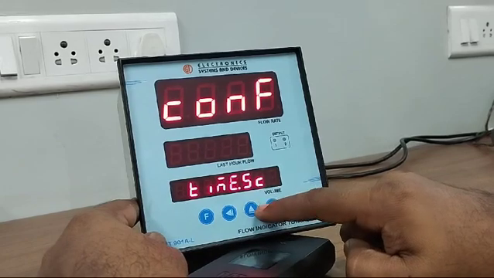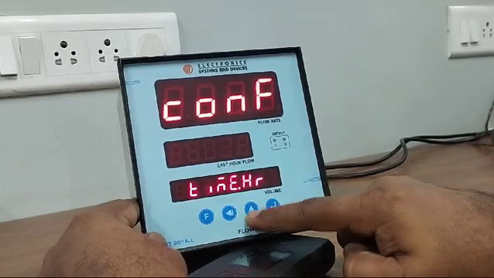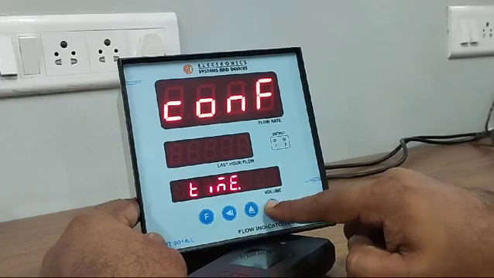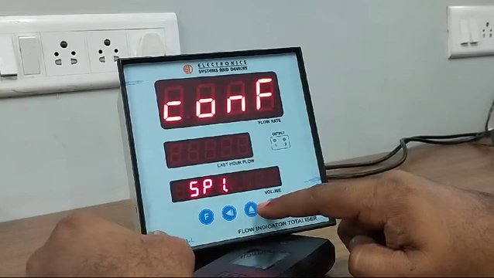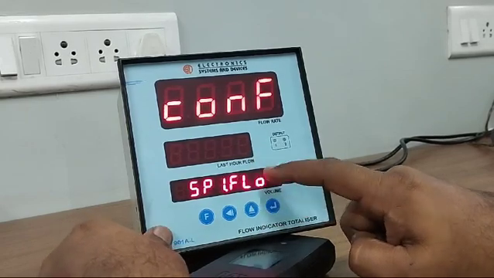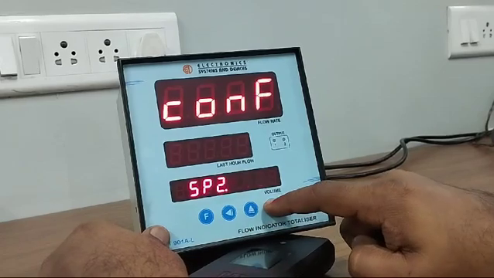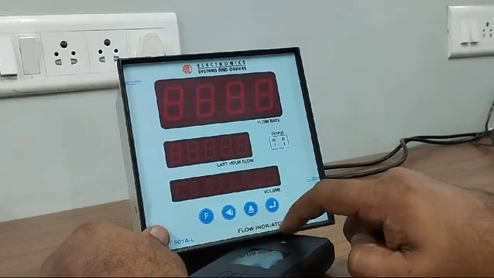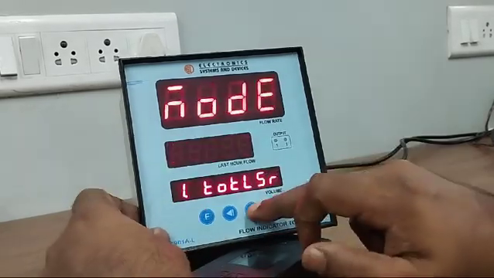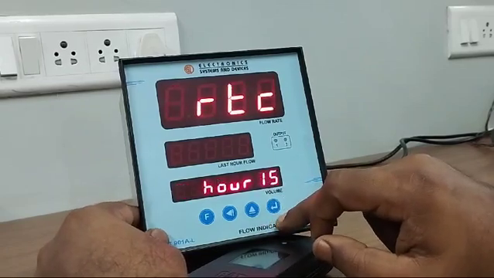Time base, whether the flow rate is per second, per minute or per hour. I'll keep per second. Now the set point which we have entered in the second mode, that can be configured for flow or totalizer. So this is that setting. Similarly, the second set point also can be configured for flow or totalizer. That's the third mode. Now we'll go to the fourth mode, that is RTC, real-time clock.